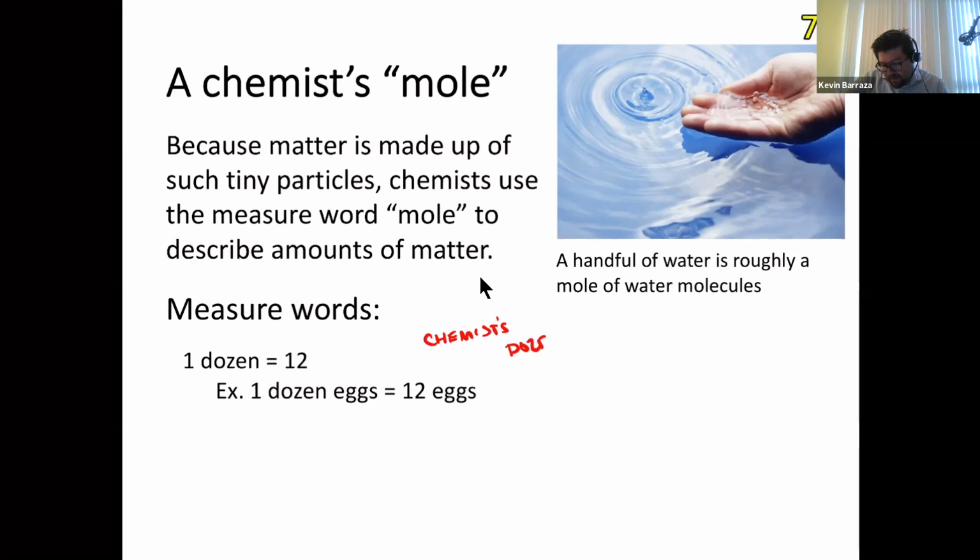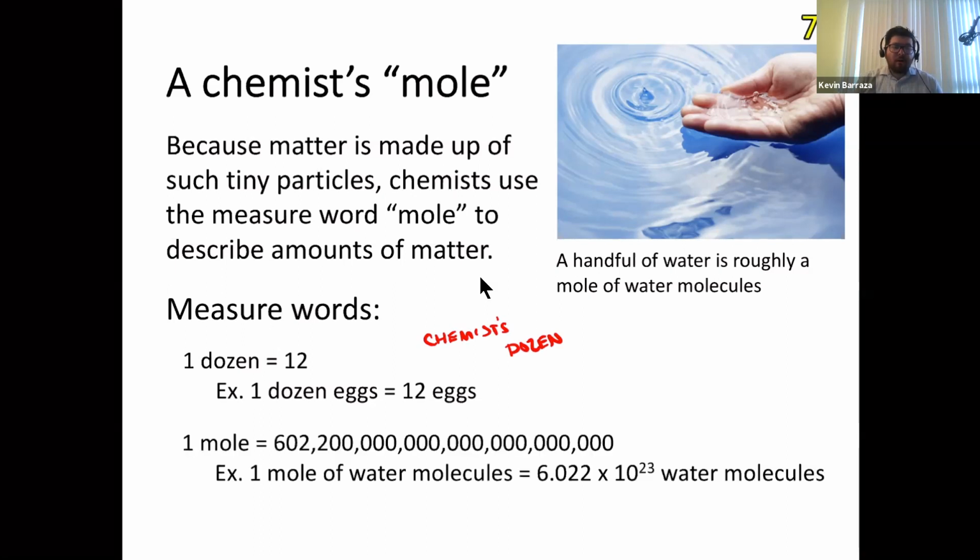So much like a baker might be talking about, I need to make 3 dozen cupcakes. We understand that, well, a dozen means a group of 12, right? Or a dozen eggs are needed for this recipe. That's what we're talking about with moles, because atoms and molecules are so small and there can be a lot of them in a small amount of space.